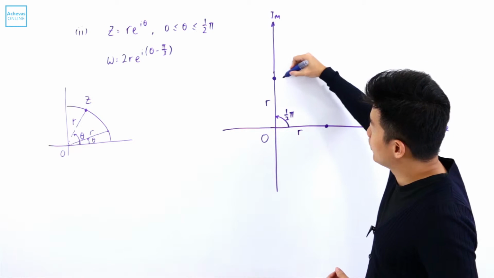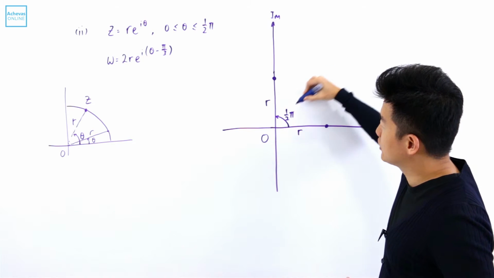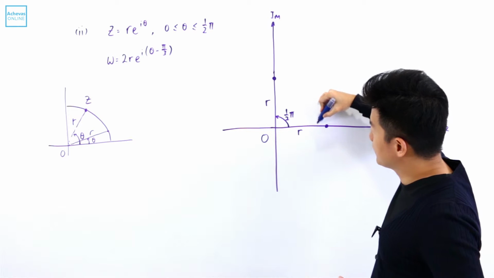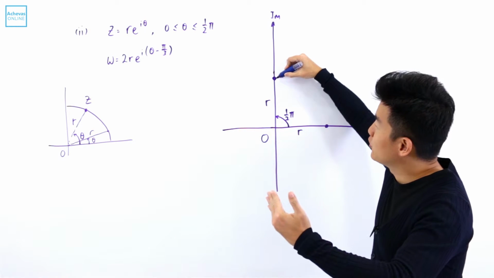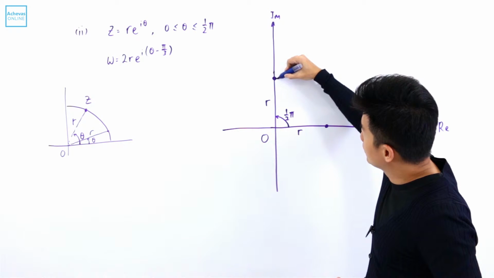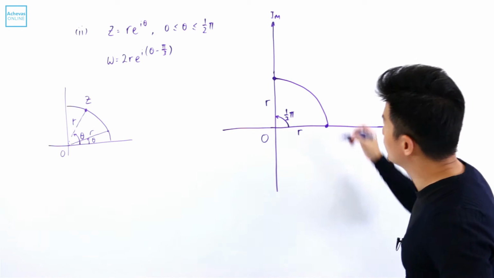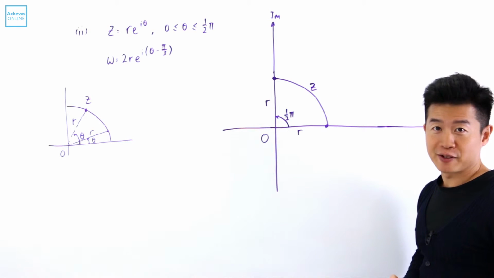Like what we have discussed, all the other positions of Z are going to be in between here with a fixed distance of R away from the origin, and as theta varies from 0 to half pi, it is going to fall on the circumference of a circle. So that circle, let's say it is like this. So this is going to represent the locus of Z.